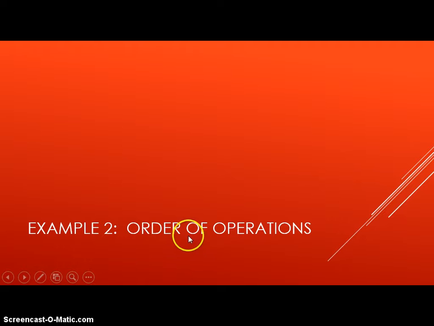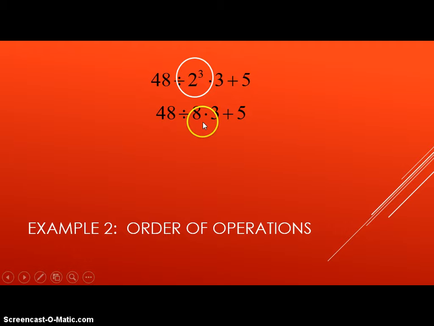So order of operations. A very straightforward order of operations problem. We have something that might look like this: 48 divided by 2 cubed times 3 plus 5. The first thing we're going to look at is there are no grouping symbols, so we're looking for anything with an exponent, any power, and that's 2 cubed, and I'm going to evaluate that, which is 8. Notice I brought it right down. Now I have 48 divided by 8 times 3 plus 5.